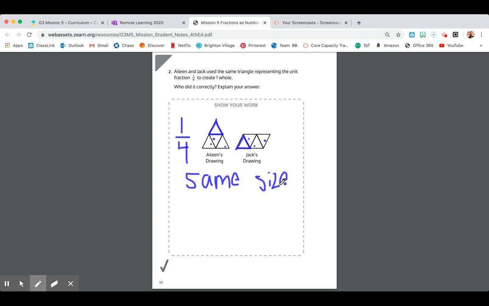then both Eileen and Jack are both correct, because each of their triangles is the same size, and they created one whole with those equally shaped pieces of the unit fraction 1/4. 1, 2, 3, 4. 1, 2, 3, 4. Okay, 4 equal pieces to create the whole. And that is that.